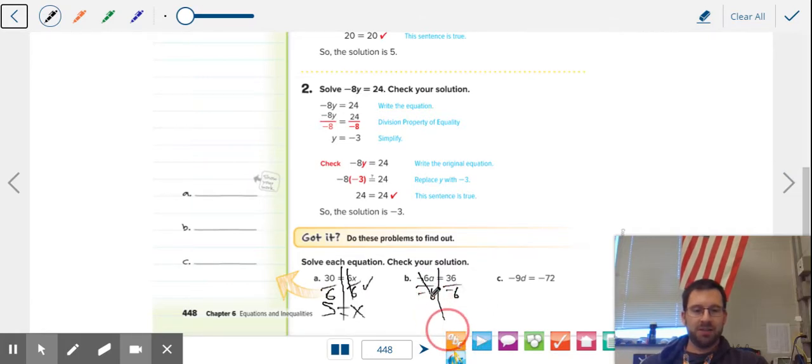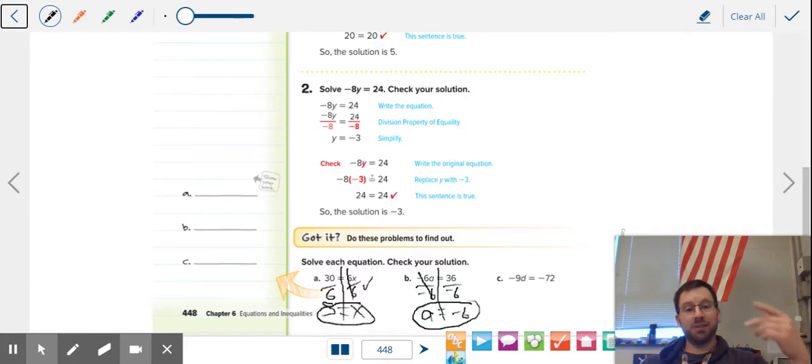So the negative 6's cancel and make a 1. 1a equals 36 divided by negative 6, which actually is still negative 6. Let's check it. Negative 6 times negative 6 is a double negative, makes it positive. 6 times 6 is 36. Good. Notice I'm taking my time, making sure, checking my work, making sure I didn't make any mistakes.